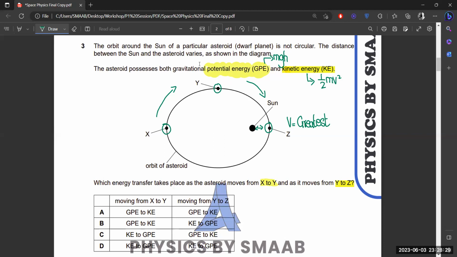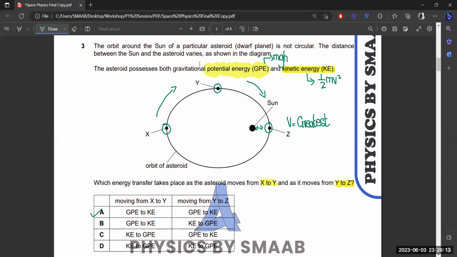So when we are moving from Y to Z, our kinetic energy is going to increase, right? And when we are moving from x to y, at point x there will be the greatest potential energy. When we are moving closer towards the planet, our energy is going to be converted from potential energy to kinetic energy, because of that difference of speed. We can easily compare with the formulas of kinetic energy and potential energy. So when we are moving from x to y, gravitational potential energy is converting into kinetic. And further, if we move from y to z, our remaining gravitational potential energy will convert more into kinetic energy. So option A is the right choice.